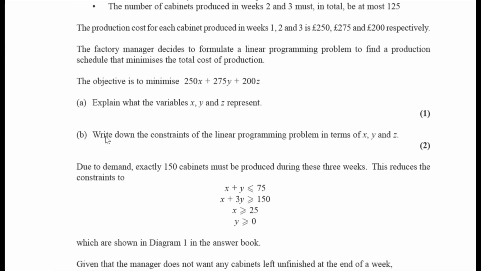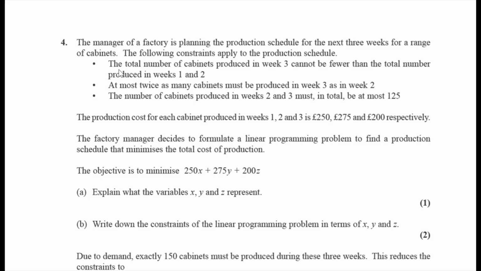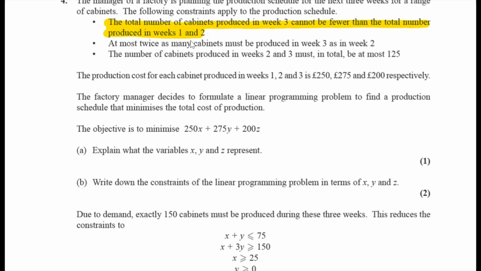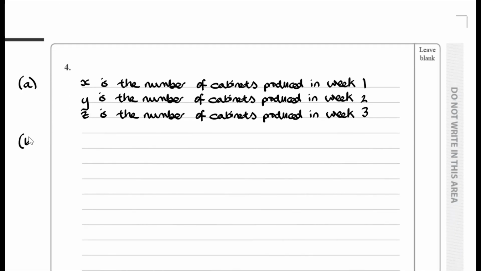That's quite a straightforward answer, in that x is the number of cabinets produced in week 1, y is the number of cabinets produced in week 2, and z is the number of cabinets produced in week 3. And now for part B, we have to write down the constraints of the linear programming problem in terms of x, y and z. Well, from the first statement over here, we've got the total number of cabinets produced in week 3 cannot be fewer than the total produced in weeks 1 and 2. So if x is week 1, y is week 2 and z is week 3, using that statement we have x plus y is less than or equal to z. Okay, so that corresponds to the first statement.